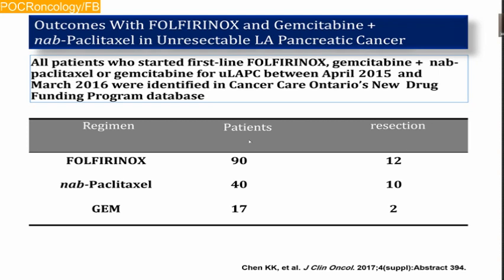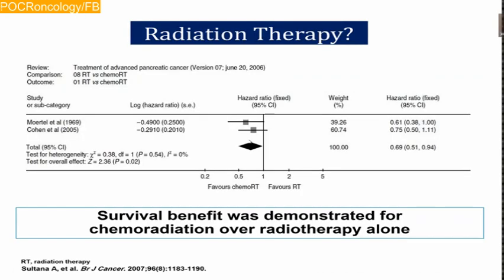Now, this is a real experience from Ontario in Canada, where they had almost 90 patients with locally advanced disease. They received FOLFIRINOX chemotherapy, 40 patients received nab-paclitaxel, and 17 actually received gemcitabine. Interestingly, the highest resection rate was definitely with FOLFIRINOX, then second nab-paclitaxel. But even gemcitabine, which we always think is a placebo, had two patients who underwent resection. These are real data from Ontario, Canada.